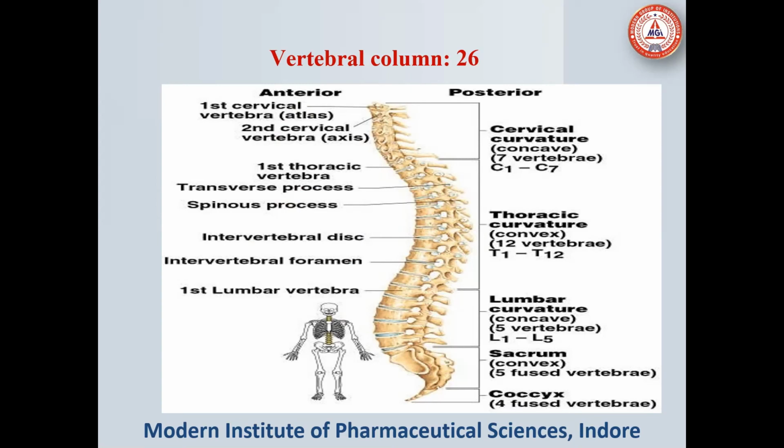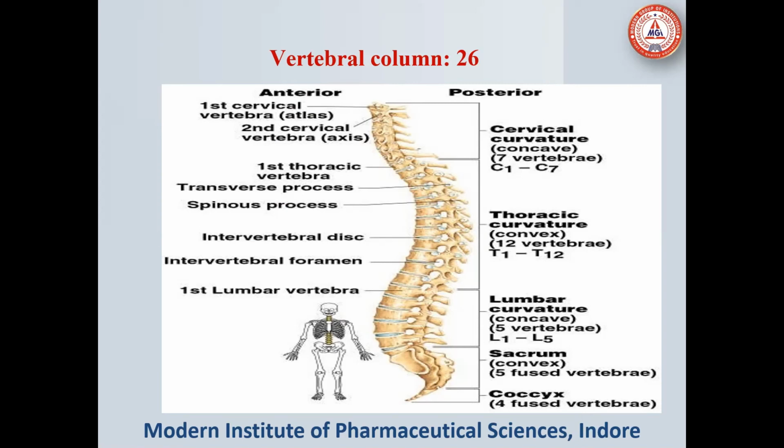Each vertebra is identified by the first letter of its region in the spine, followed by a number indicating its position. For example, the topmost vertebra is called C1 and the third lumbar vertebra is called L3. The movable vertebrae have characteristics in common, but some groups have distinguishing features.